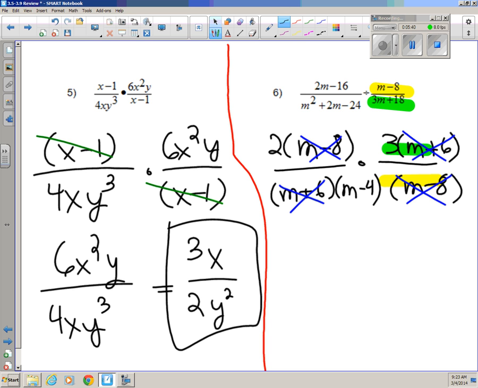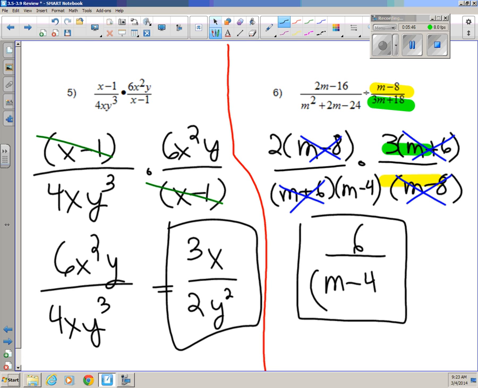On the top, 2 times 3. On the bottom, m minus 4. Again, you don't need the parentheses in the denominator. I think it's probably a good idea to put it there.